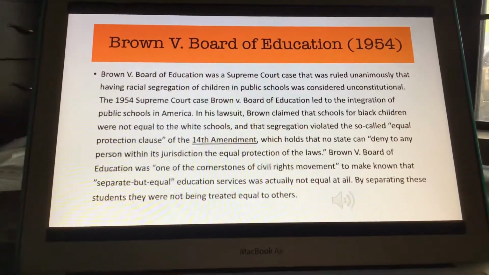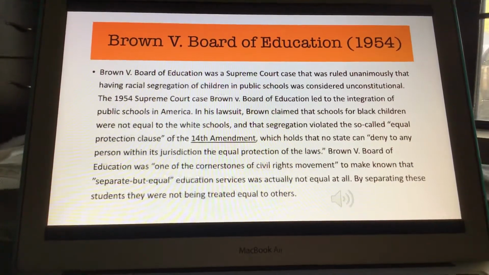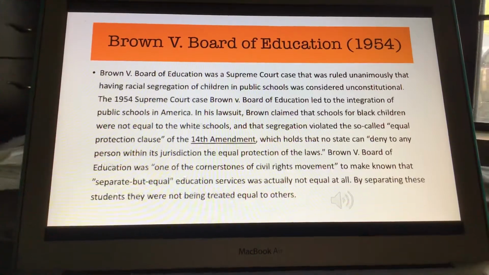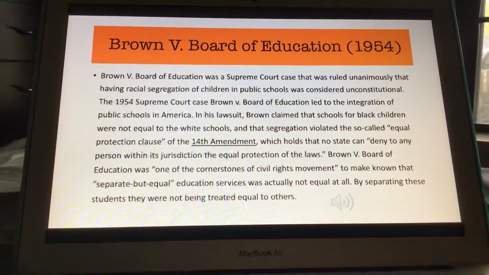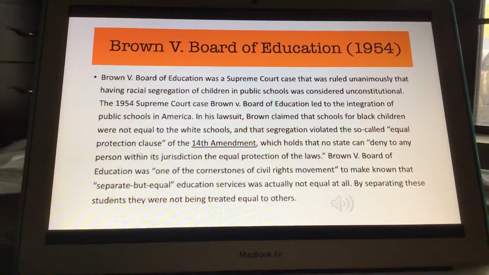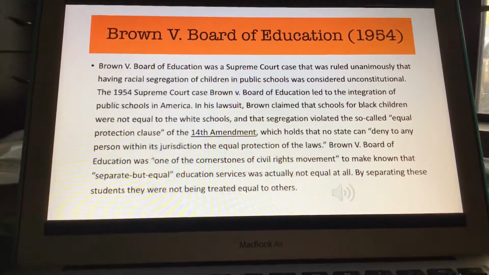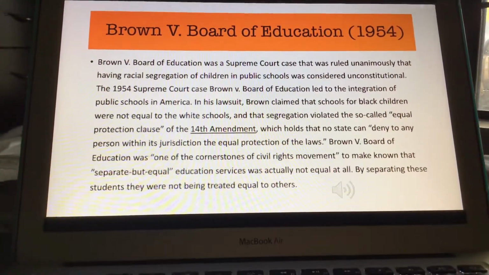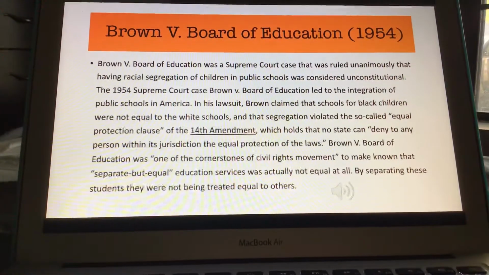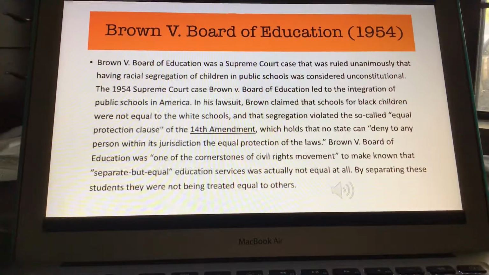We are now going to look at a summary of the top 10 educational law and court cases that were just discussed previously on the timeline. Starting with Brown v. Board of Education, this was a Supreme Court case that was ruled unanimously that having racial segregation of children in public schools was considered unconstitutional. The 1954 Supreme Court case, Brown v. Board of Education, led to the integration of public schools in America.